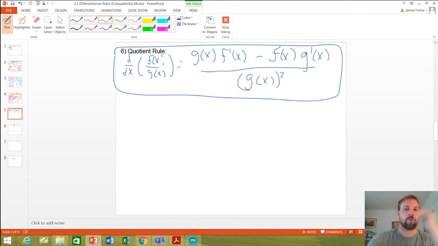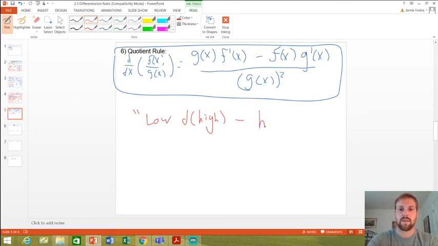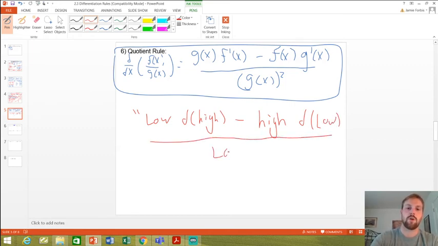But this is the mnemonic way I help to remember it. This is what I say whenever I'm doing it. So I don't memorize that per se. I just repeat this right here. I say low d high, meaning the derivative of high, the top part. So low d high minus high d low, so the derivative of the bottom, all over low low. That's what I say. I say it a bunch.